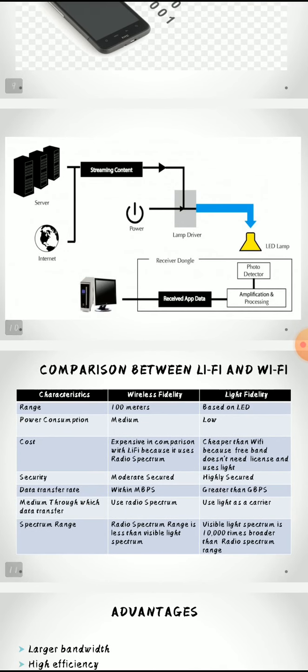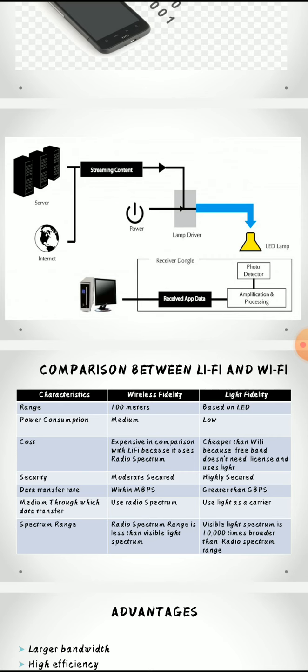As I told you, there is a server which produces a signal. There is a lamp driver which you install on your rooftop that collects the signal from the server and sends it to an LED lamp. The LED lamp will then transmit data in the form of light. Then there is a photo detector which will detect the light, amplify it and send it to the client.